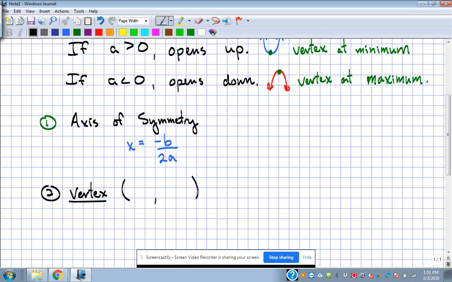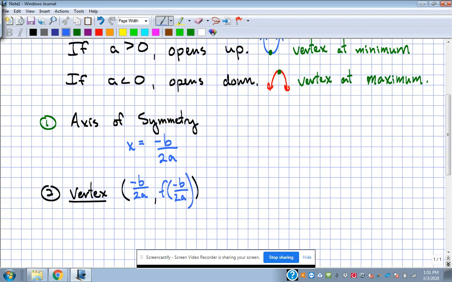The x value of the vertex matches the value of the axis of symmetry. So it's always going to be negative b over 2a if we're in standard form. That's what the x value of the vertex is going to be. The y value of the vertex: if we have an x value, we can find a y value by plugging that number into the problem. That's what we're going to do to find the y value.